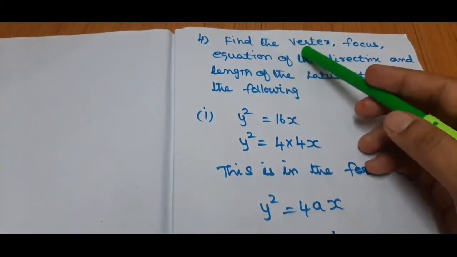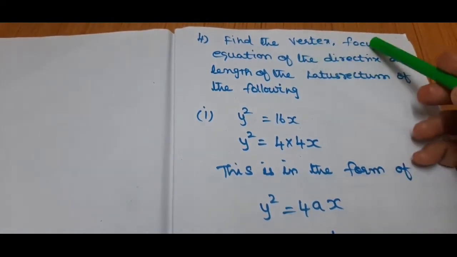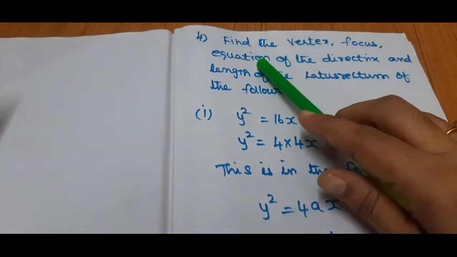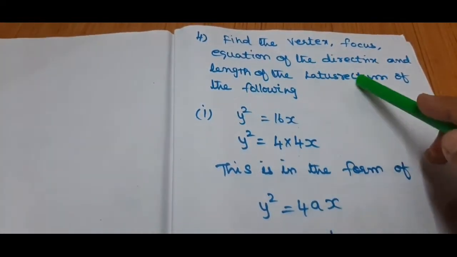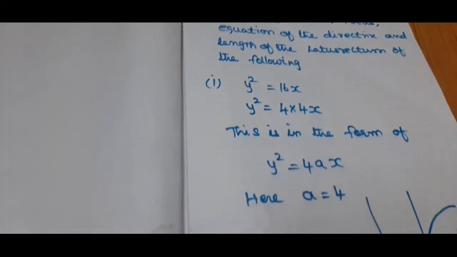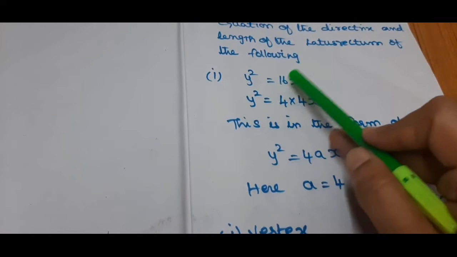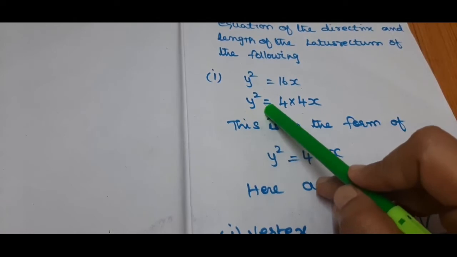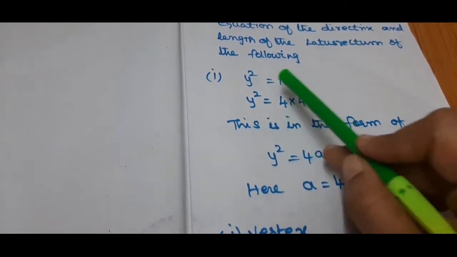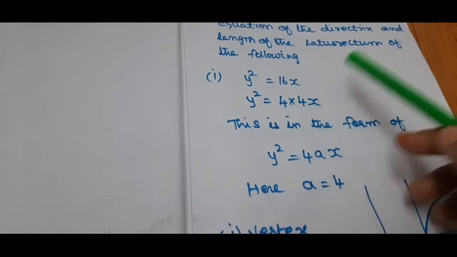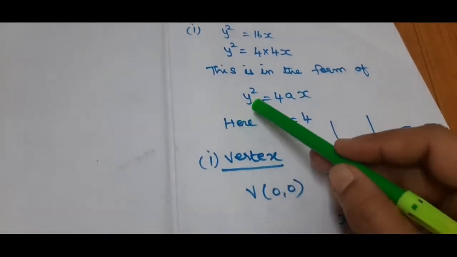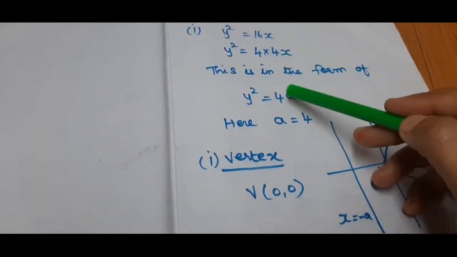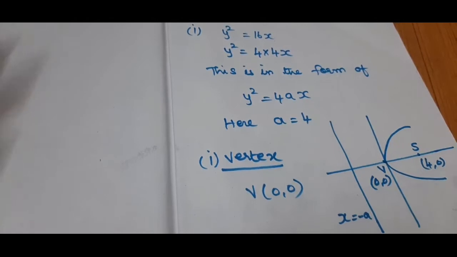Now we are going to continue exercise 5.2. The fourth question is to find the vertex, focus, equation of the directrix and length of the latus rectum of the following. The first question is y square is equal to 16x. So this can be written as y square is equal to 4 into 4 into x, since 16 can be written as 4 into 4. So this is in the form of y square is equal to 4ax. Here in the place of a you have 4.